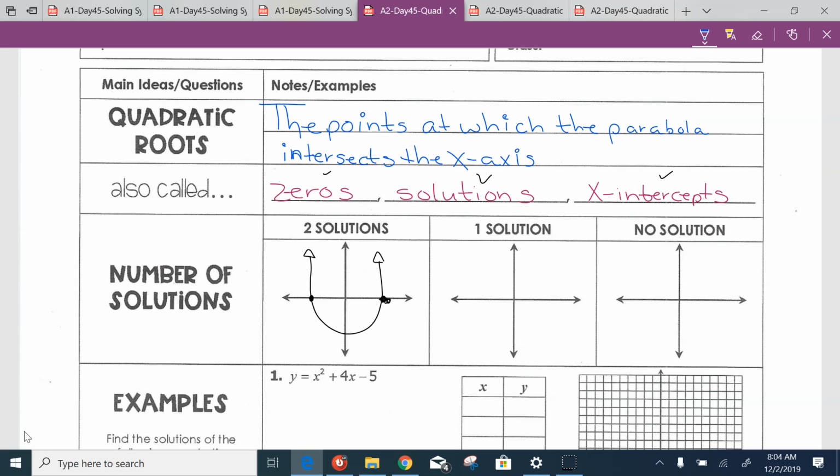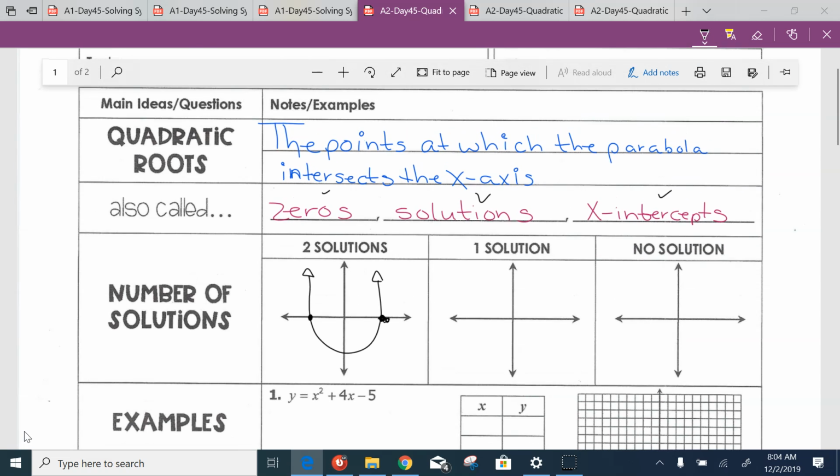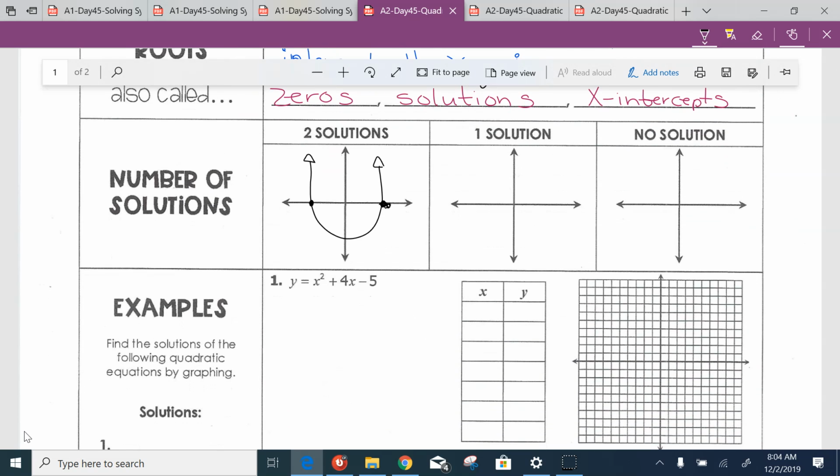So here in the middle of our notes, we have number of solutions. Typically, you have your parabola, which is your standard horseshoe-shaped graph that we see here, and it'll intersect. Whoops, I didn't mean to move it like that. There we go. It'll intersect your graph at the x-axis in two spots typically, and those are your two solutions.